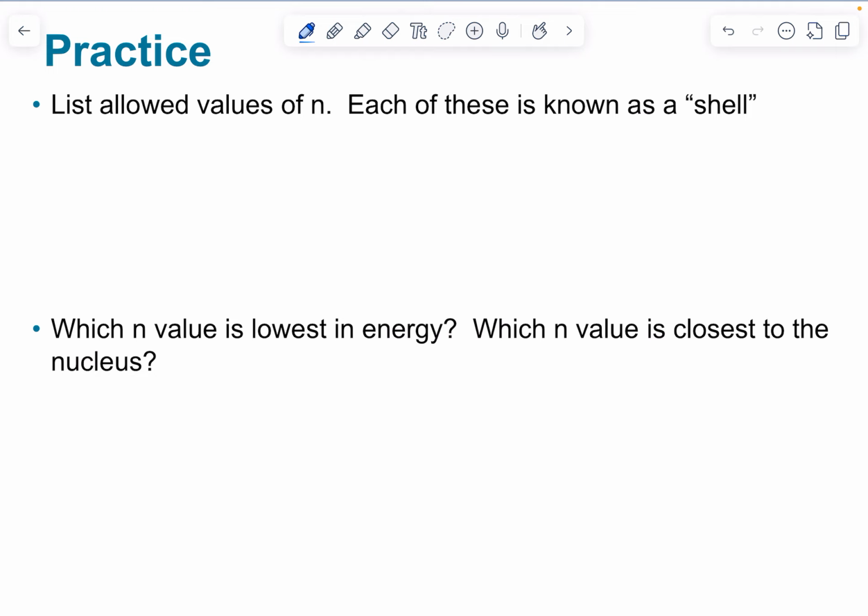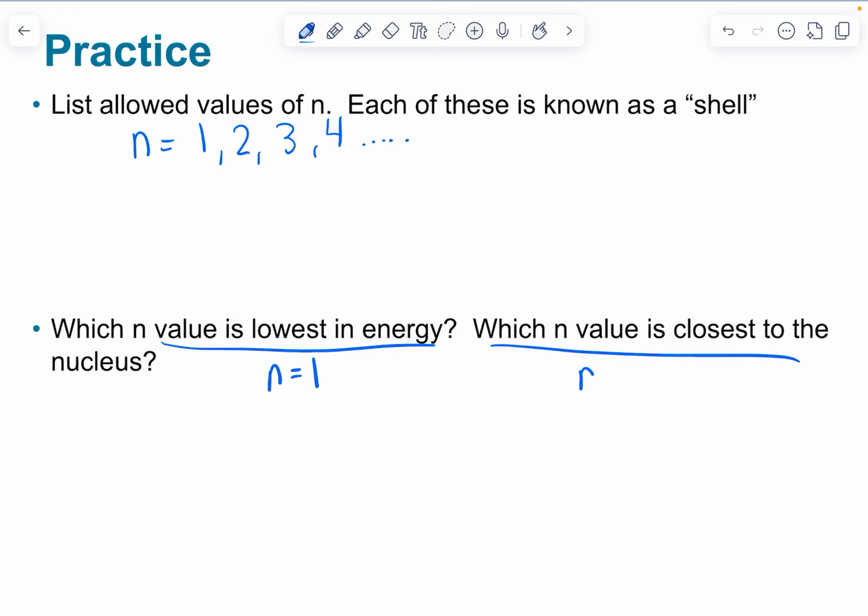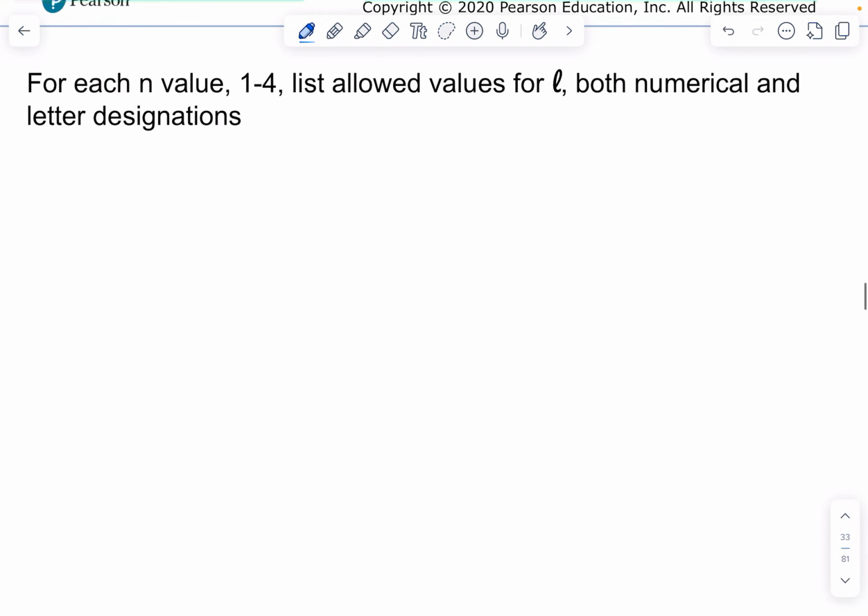Okay, so now, hopefully you've done this already. List allowed values of N. So n can be any integer, 1 and beyond. It doesn't have a restriction because it's not dependent on any other quantum number. The n value that's lowest in energy is n equals 1, which is also the n value that's closest to the nucleus. Okay. Next question. Go ahead and pause.